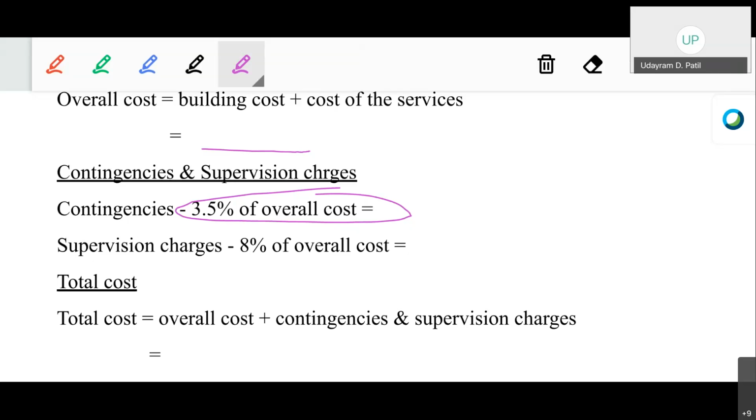Second is the contingent supervision charges. That will be 8% of the overall cost. Overall cost is 48,46,892. So 8% of 48,46,892.65 will give us the supervision charges as 3,87,751.4096. So again, cross verify it.